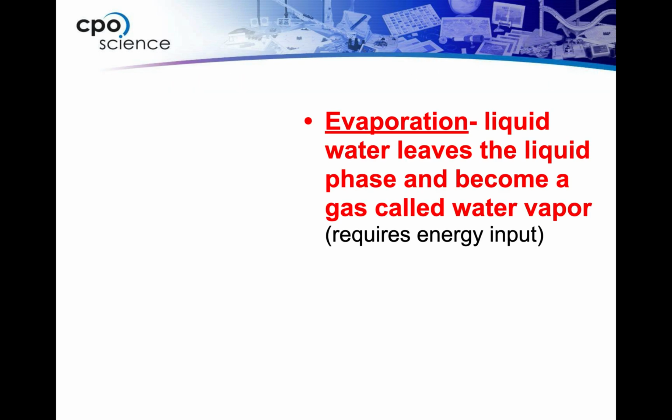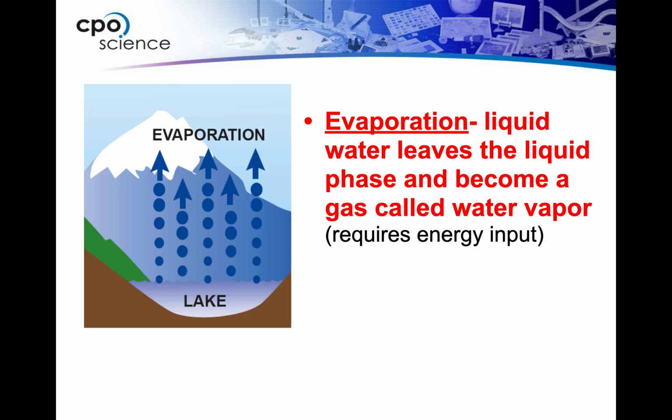So our parts of the water cycle, remember there isn't a beginning or an end, we're just picking one spot here. So the first part is evaporation. In evaporation, this is going to be what happens when water goes from a liquid to a gas. So liquid water leaves the liquid phase and becomes a gas called water vapor. So it requires energy input. You are going to have to put energy into those water molecules, get them moving fast enough until they break away from the surface, turn into gaseous water vapor, and then go into the air.